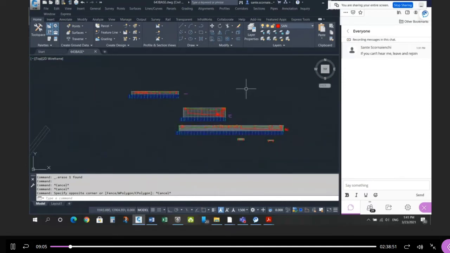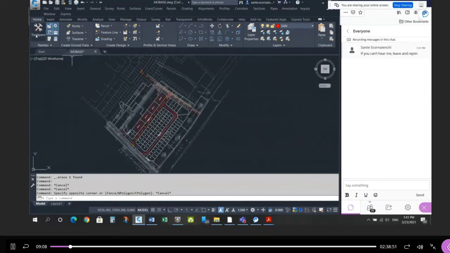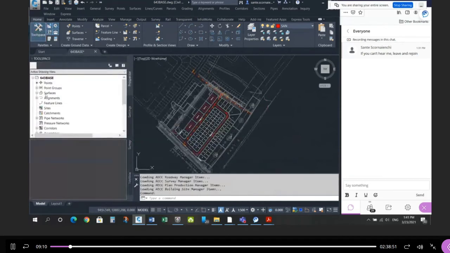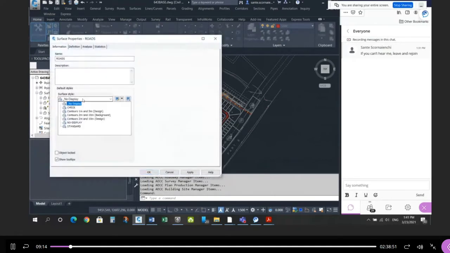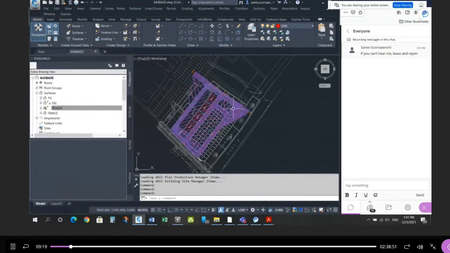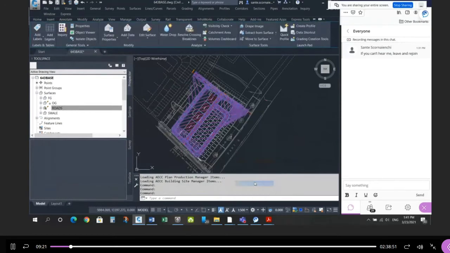The next thing was the corridor model. For the corridor model, I actually looked at the surface. You should have created a surface to do your lot grading, so you should have a roads corridor model. I created this style, inserted it into everybody's drawing, and checked it. So here's what the corridor model surface looks like.